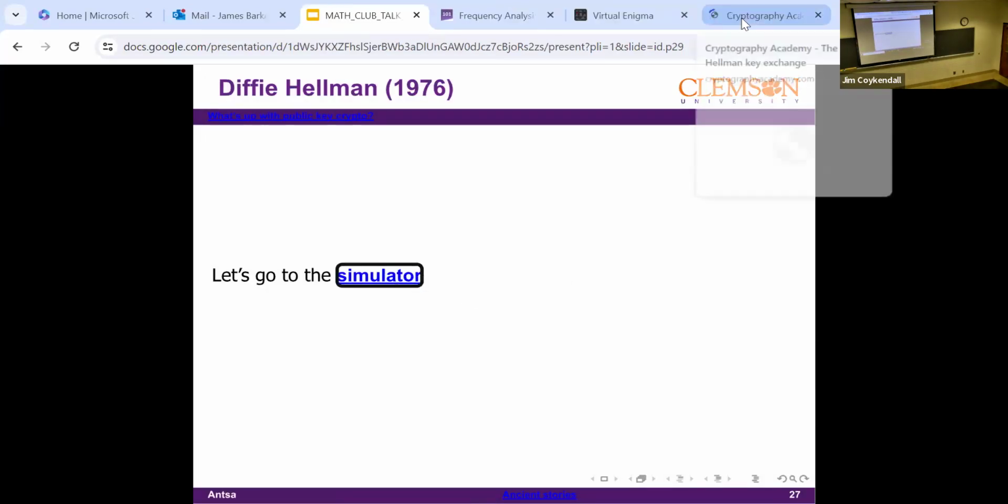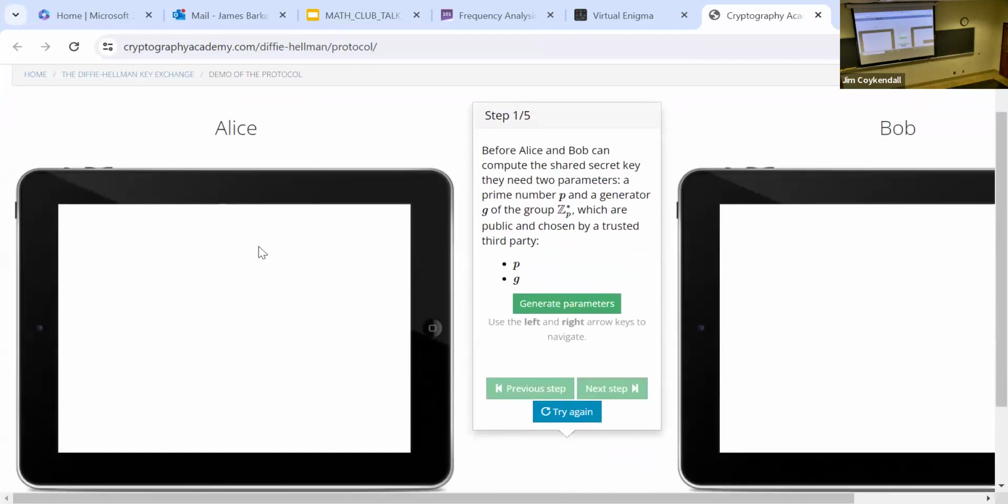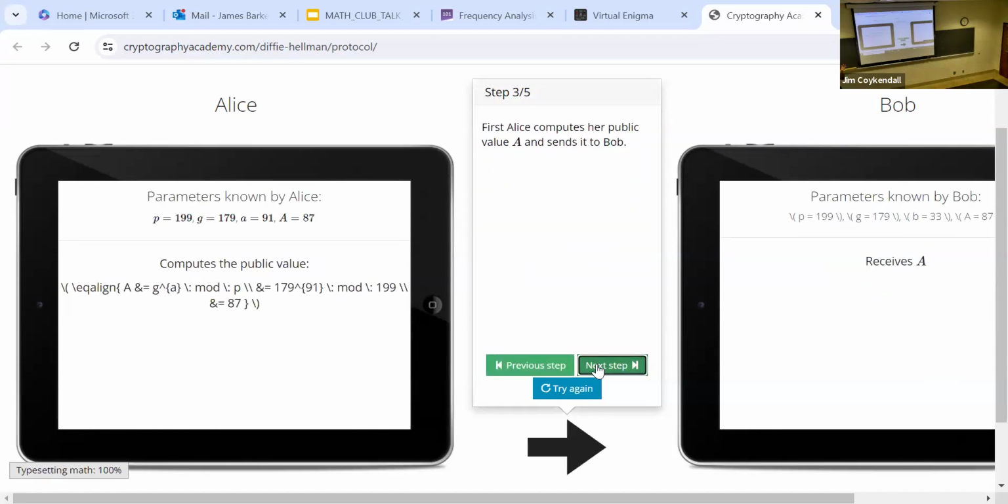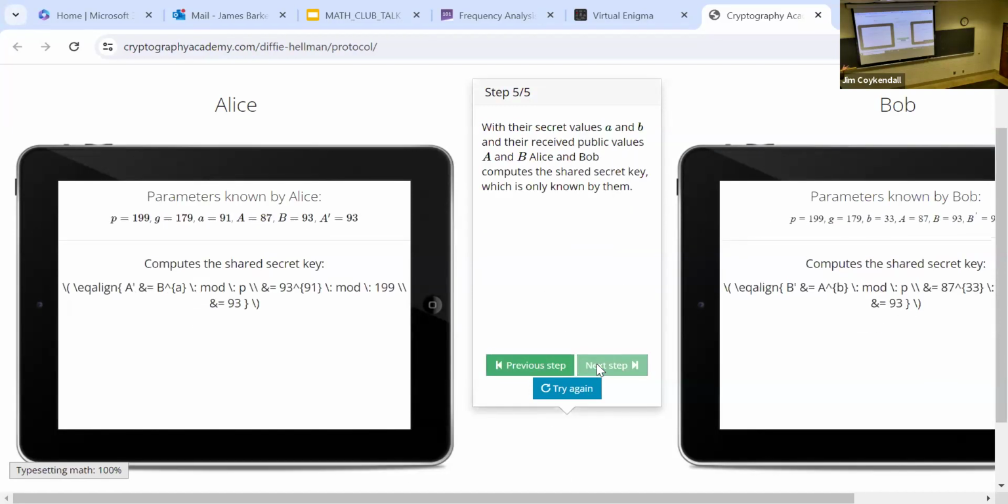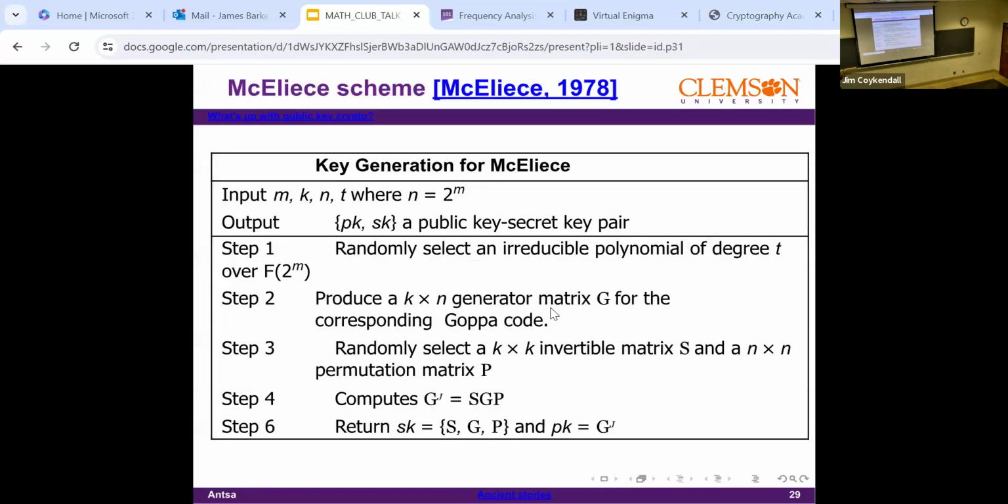There's also a simulator for Diffie-Hellman. It's really cool, but I'm not going to go through it because we are running out of time. You can see the link on my website. It's very nice. You can see all of the steps here. You can generate parameters and then do all of the steps. Very nice. And you can also see a simulator of RSA.